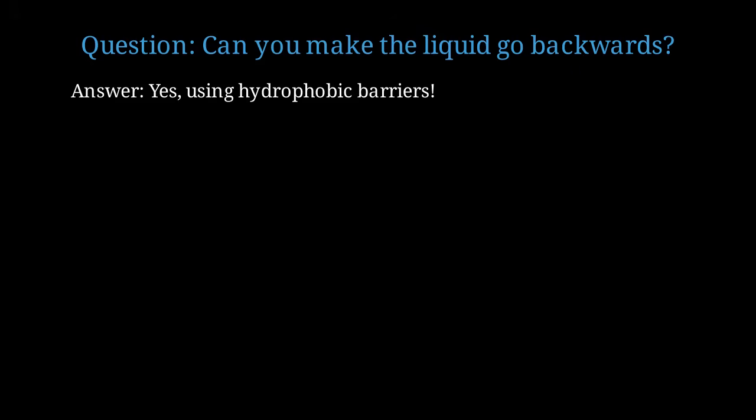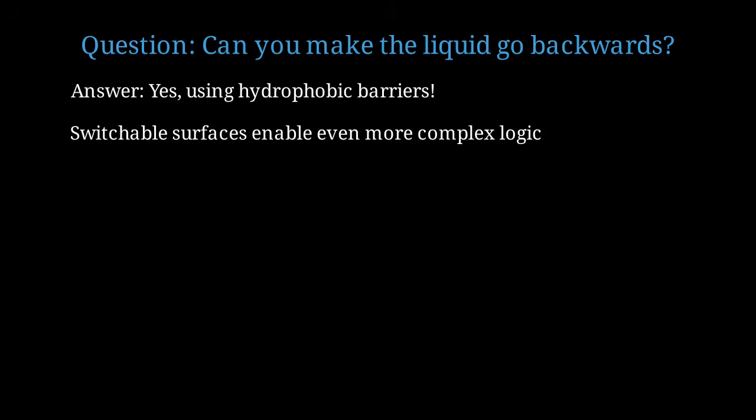Here's an interesting question. Can you make liquid flow backwards in these devices? The answer is yes, using hydrophobic barriers. If you create a hydrophobic region after liquid has passed, it can create a negative pressure that pulls liquid back. Researchers have even created switchable surfaces whose wettability changes with pH or light, enabling even more complex logic operations.